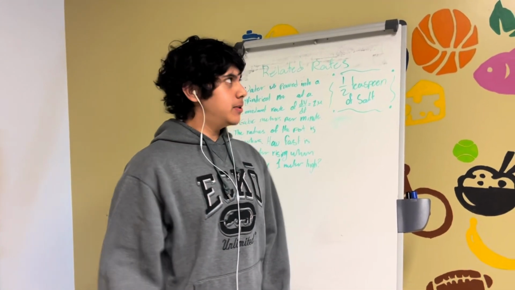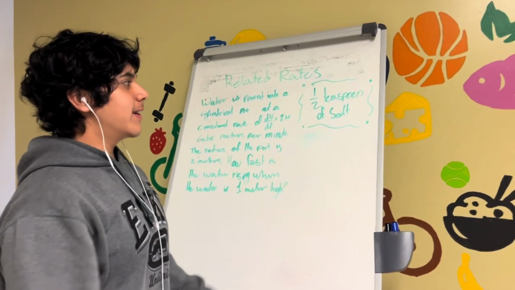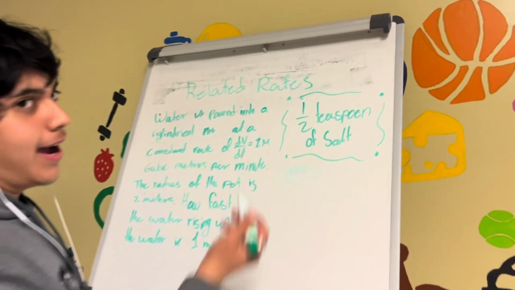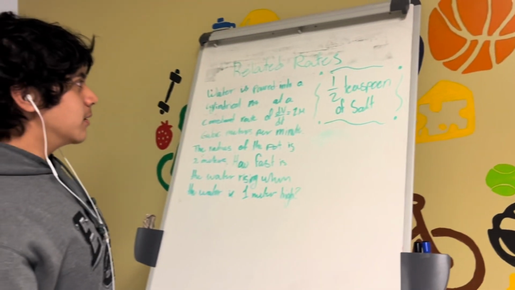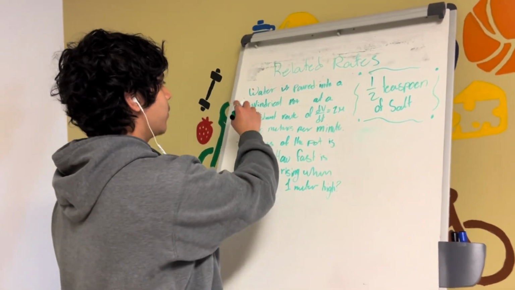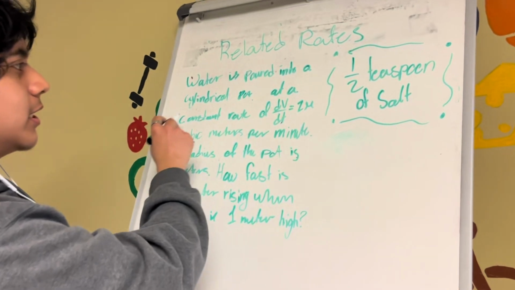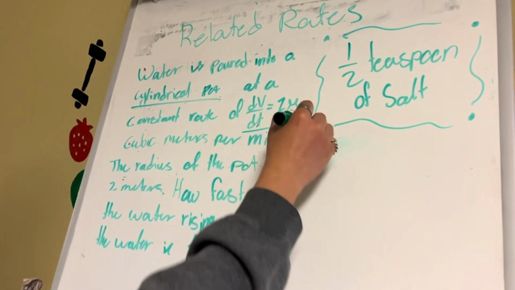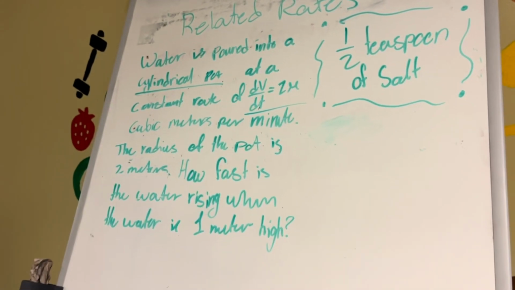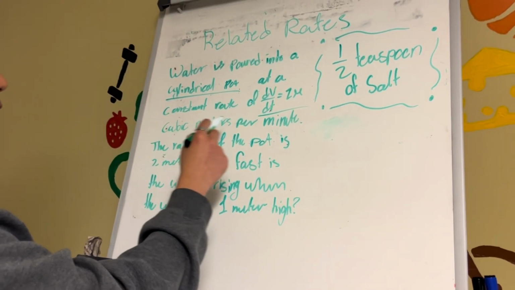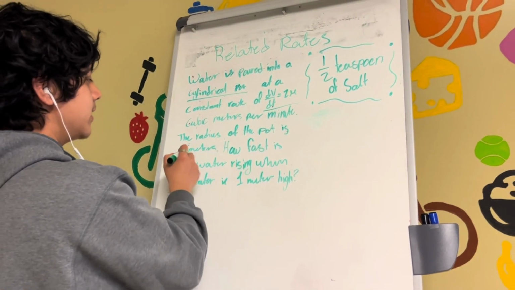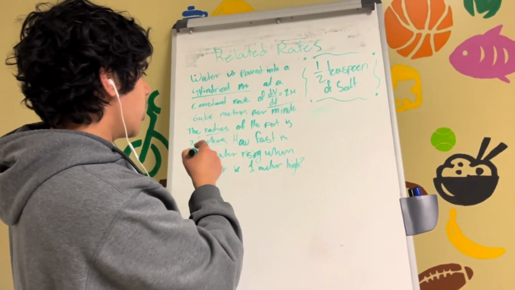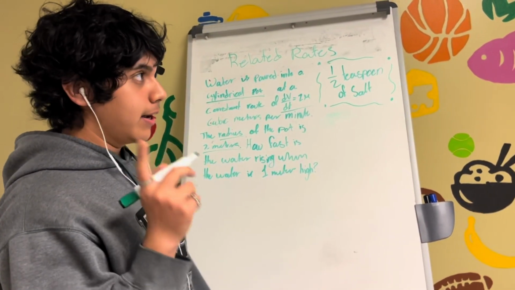And now we're going to be using related rates in order to find out how many teaspoons of salt we're going to be needing, which is 1/2. In this problem, we are given that the water is being poured into a cylindrical pot at a constant rate of dV/dt equal to 2 pi cubic meters per minute. The radius of this pot is 2 meters. And the question is, how fast is the water rising when the water is 1 meter high?